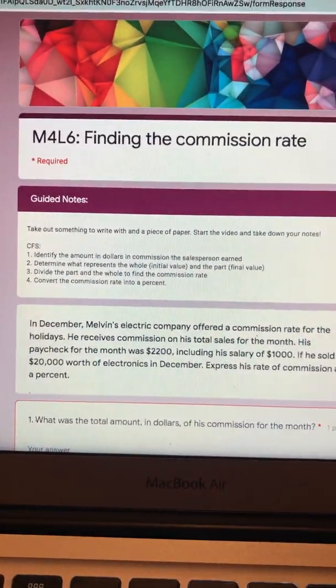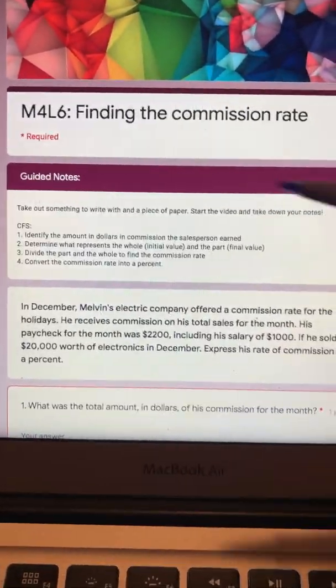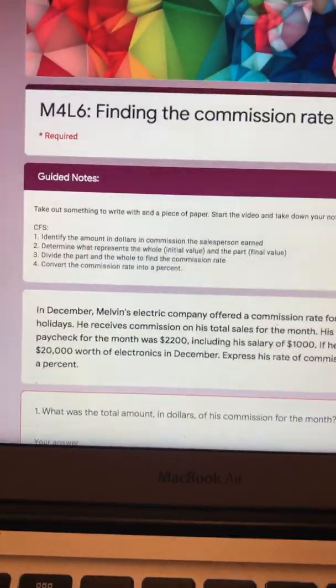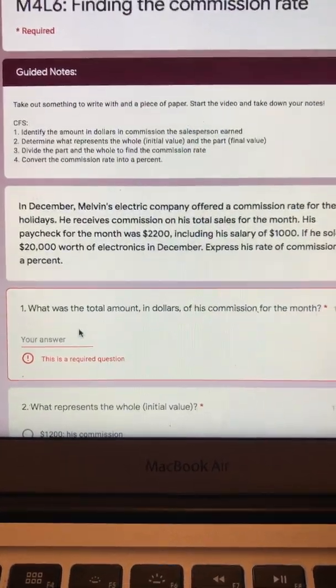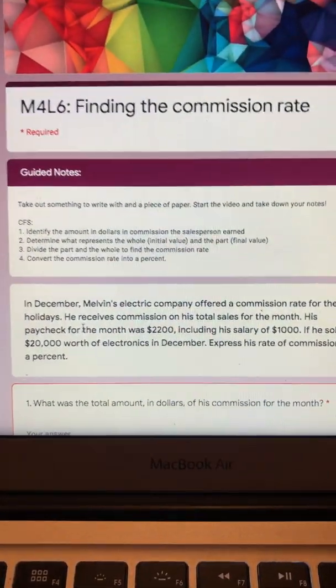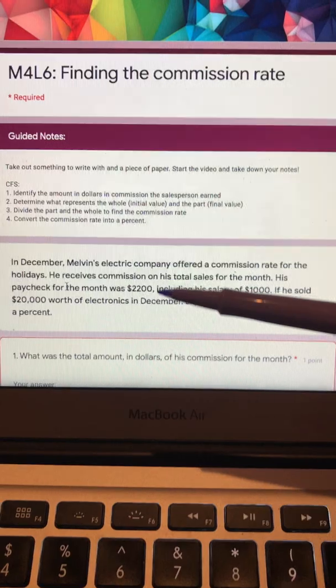Please keep that up. Okay, so the CFS is actually breaking down per question. So CFS number 1 is aligned with question number 1 over here. So we're going to go over that question by question, and we're just going to start with the problem.